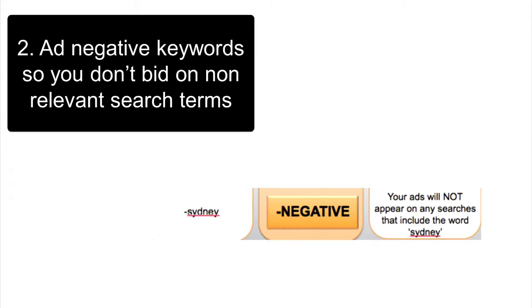Okay, the second one is add negative keywords in. So for example, minus Sydney. So don't show our ads for anything to do with Sydney because it's not related. That really helps the health of your campaigns, and you should have that with everything that you do.